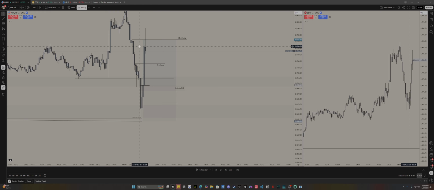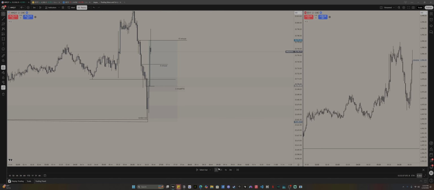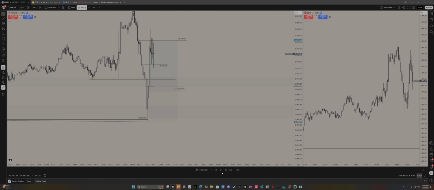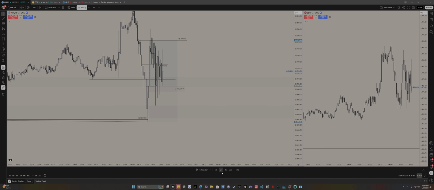And then take profit there. So yeah. And then there was also another setup here as well. So this was a good setup, but I feel like the better setup was waiting for this.